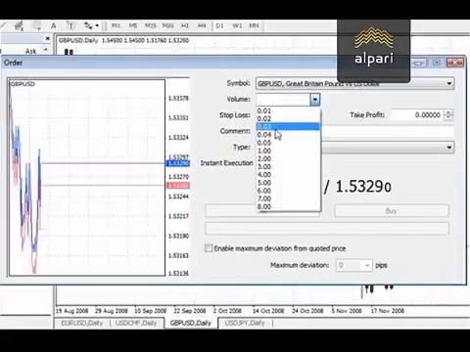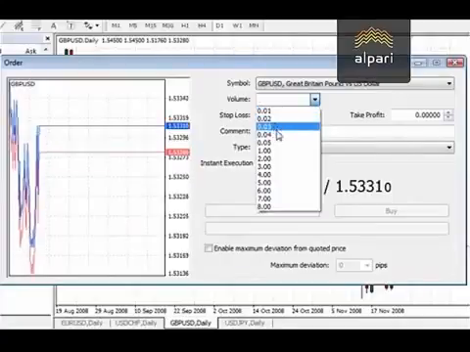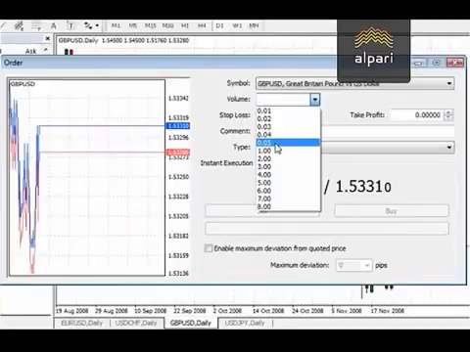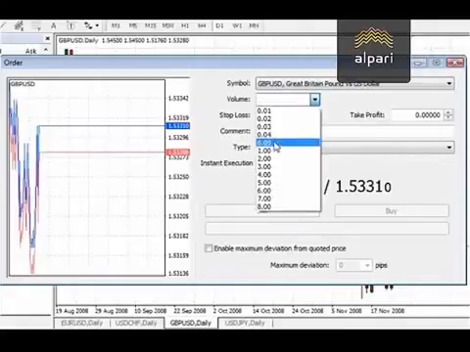And I could continue to trade smaller fractions of a full lot, as you can see here, just by selecting these automatically. But what if I wanted to trade 3 mini lots? So that would be 0.3. It's not listed here on the automatic pull-down menu. What should I do? Well, this is really easy.